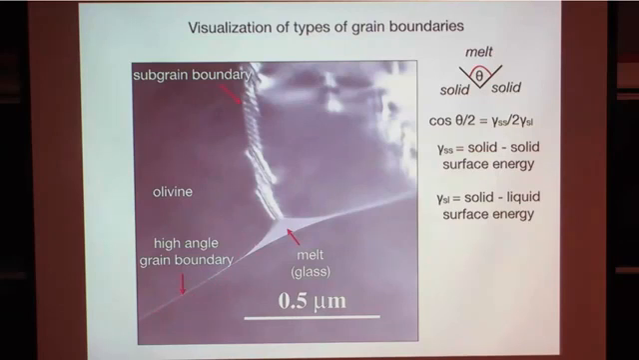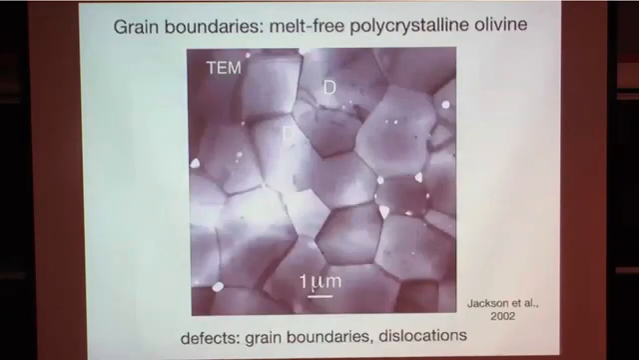So, right? Grain boundary energies, and then this is a polycrystalline aggregate. This is sort of our view of how the material looks. This is, of course, very idealized.